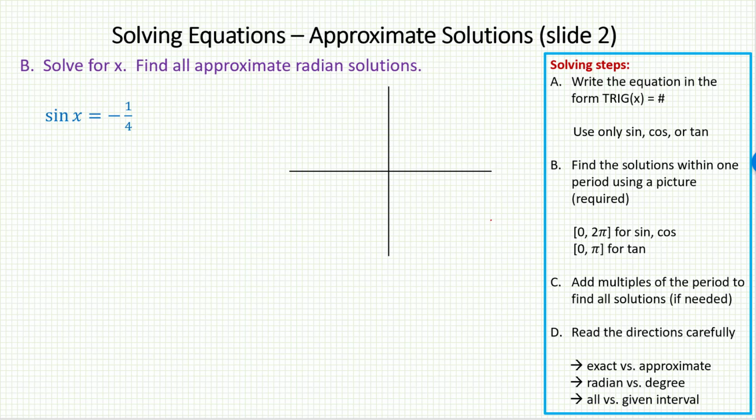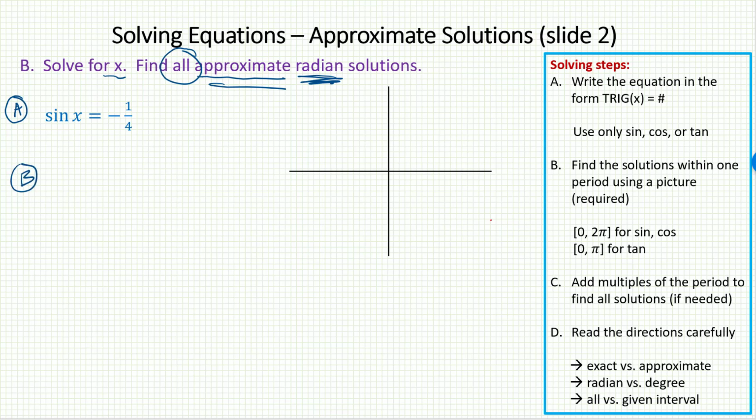Solving equations, approximate solutions, part 2. We're solving for x. We want approximate answers, so from the calculator. We want all of them, and we are working in radians. Step A is finished. This already is in the right format. Sine x equals -1/4. Great. We can move right into step B.